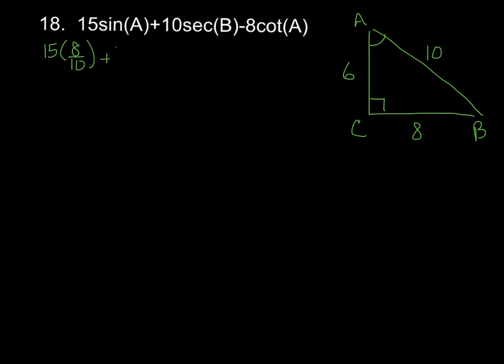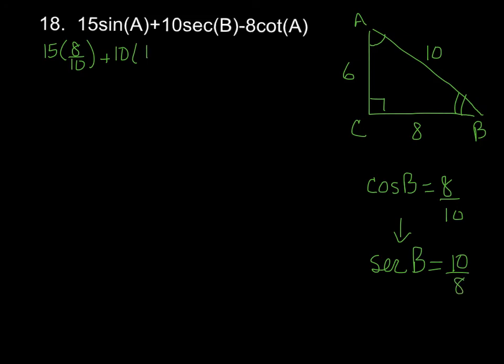Plus, then we're going to have 10 times the secant of B. Now we need to remember what goes with secant. The reciprocal trig function for secant is cosine. So I'm going to find the cosine of B. So here's angle B down here, and cosine is the adjacent, which is 8, over the hypotenuse, which is 10. Now, if the cosine is 8 over 10, then remember the reciprocal trig functions, we would just take the reciprocal, which would be 10 over 8. So in here, I'm going to put 10 over 8.